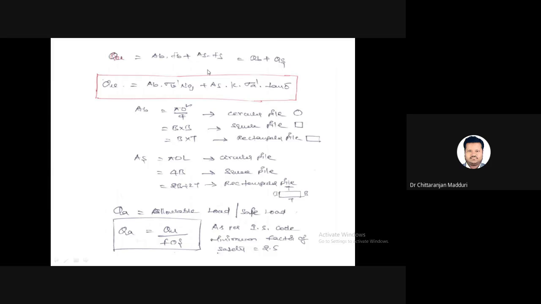AS is known as the surface area of the pile. K is known as the earth pressure coefficient. Delta is known as the friction between the soil and the pile. Sigma A dash is known as average vertical pressure. So allowable load or safe load equals ultimate load carrying capacity divided by factor of safety. As per IS code, the minimum factor of safety equals 2.5.